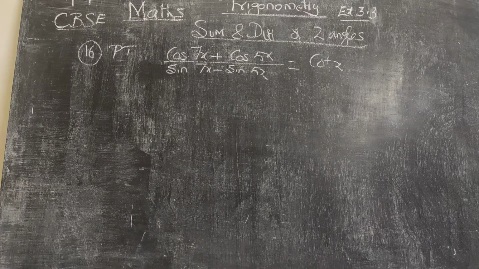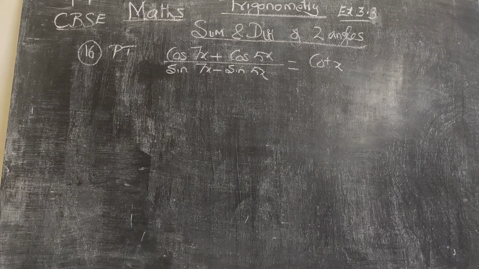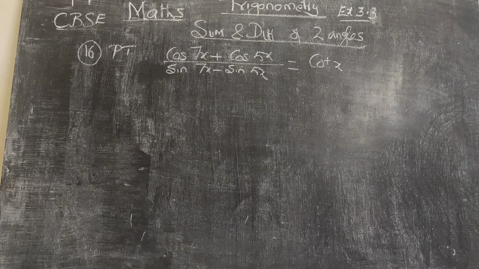Tan of x plus y equal to tan x plus tan y divided by 1 minus tan x tan y. Tan x minus y equal to tan x minus tan y by 1 plus tan x tan y. Sin 2x is 2 sin x cos x, and that can also be said as equal to 2 tan x divided by 1 plus tan square x.